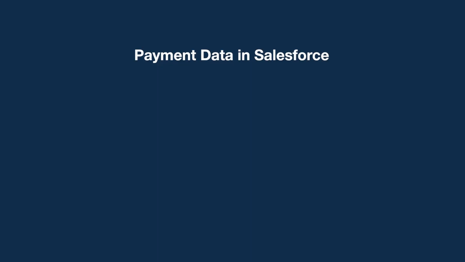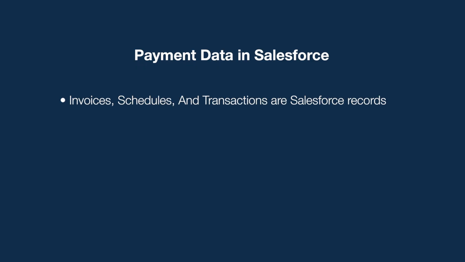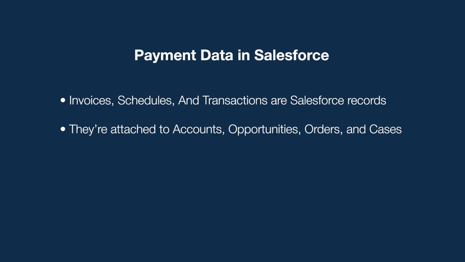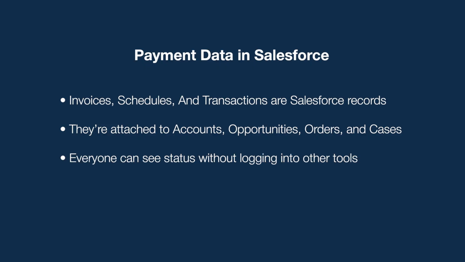A scalable approach is to keep payment data in Salesforce. Invoices, schedules, and transactions are Salesforce records. They're attached to accounts, opportunities, orders, and cases. Everyone can see status without logging into other tools. That's the foundation for automation, reporting, and AI. Without it, everything else is a workaround.